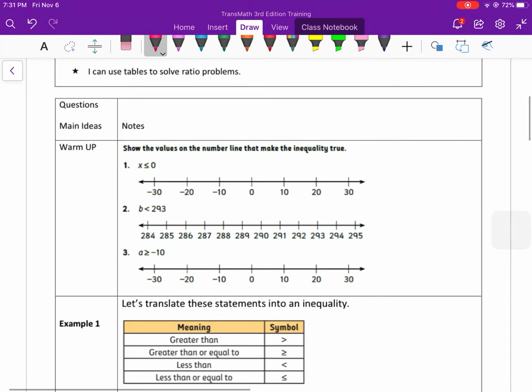I would like you to give the warm-up a shot here. Try to graph these for me. There's 3, so pause the video and take a shot at that.